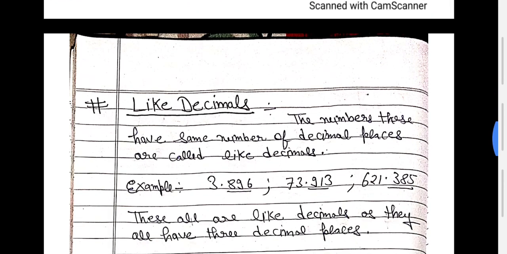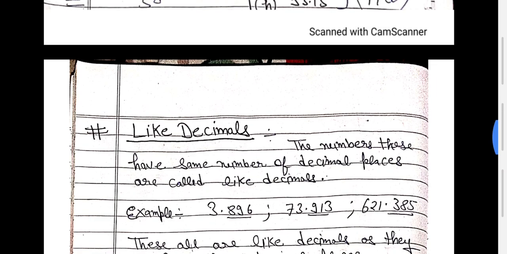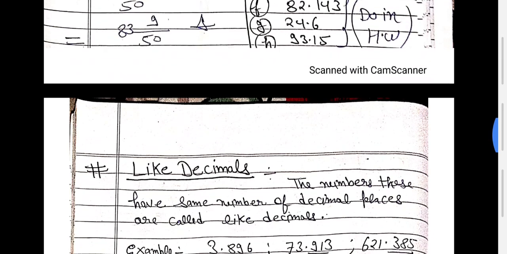Now before starting exercise 5C, we have to know about some types of decimals. So all of you know first what a decimal is. Again, just like that, 1.2 is a decimal number. This point is known as the decimal point in mathematics. Again, 1.25 is also a decimal number.